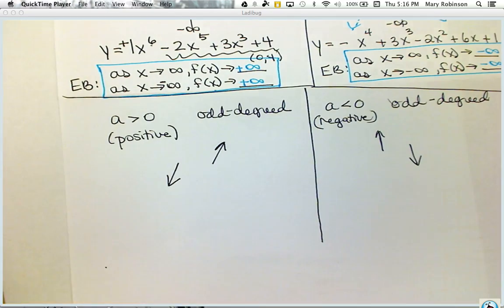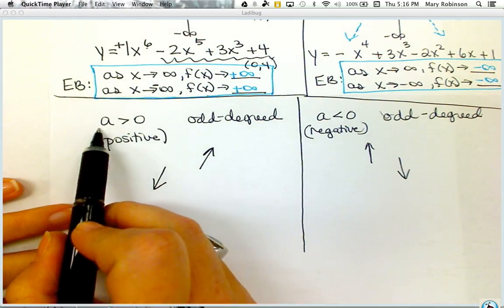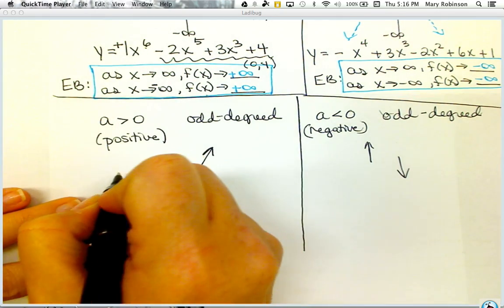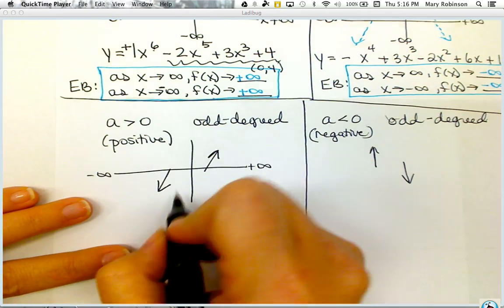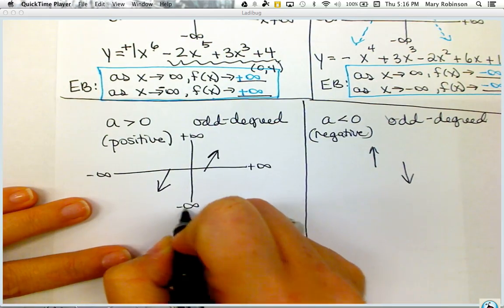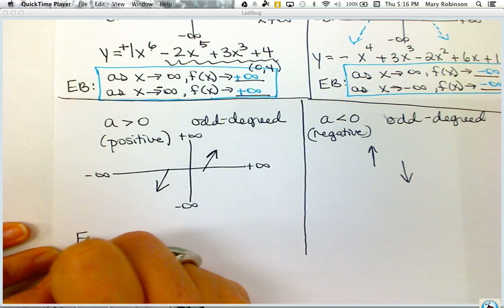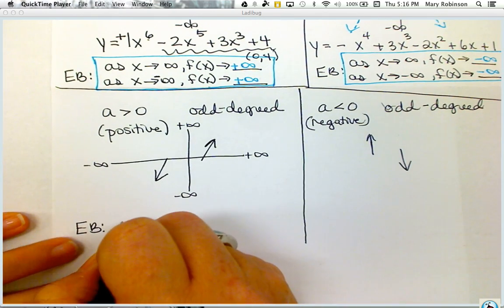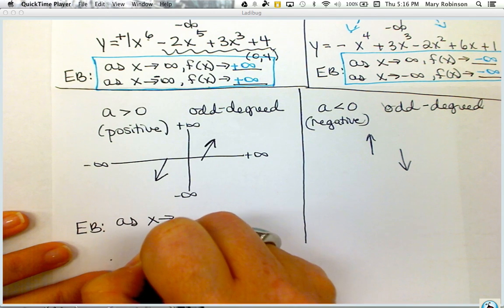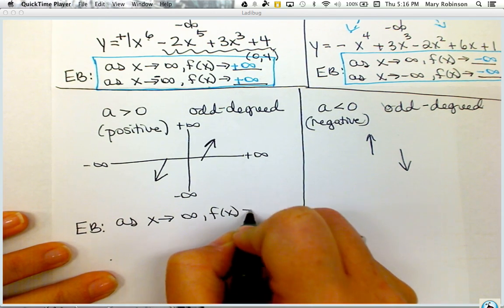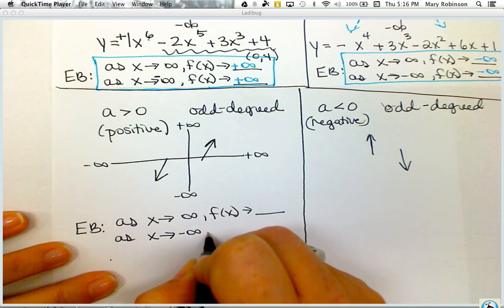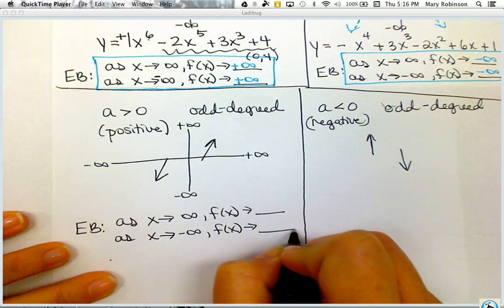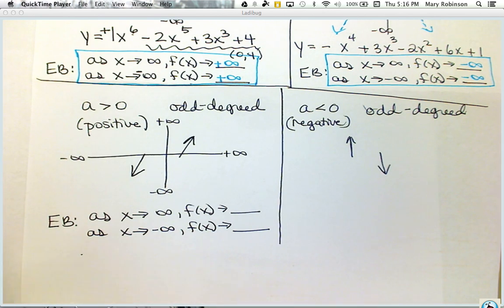So moving along to this one, condition where our a value is positive but it's an odd degree. If I draw in my axis here, positive infinity, negative infinity on my x, positive infinity and negative infinity on my y, and I start to write my end behavior statement, I again repeat the statement. As x approaches infinity, f of x approaches blank. As x approaches negative infinity, f of x approaches blank. So pause it now if you need to copy that down, and then you pick back up.